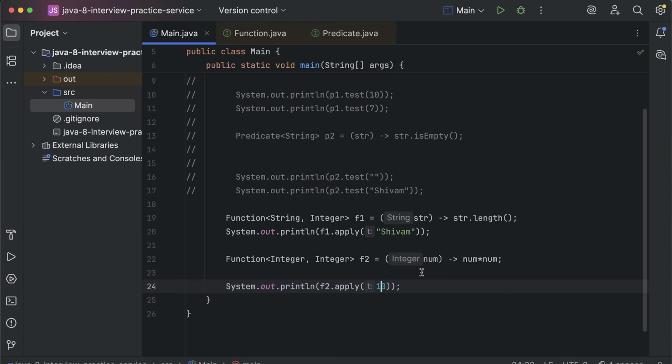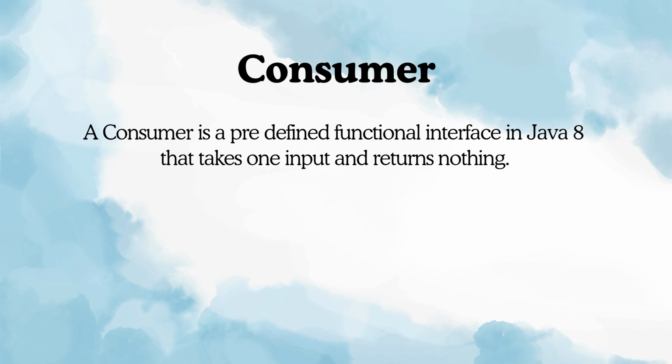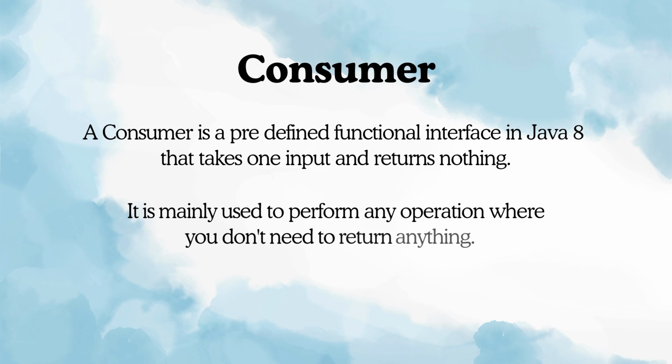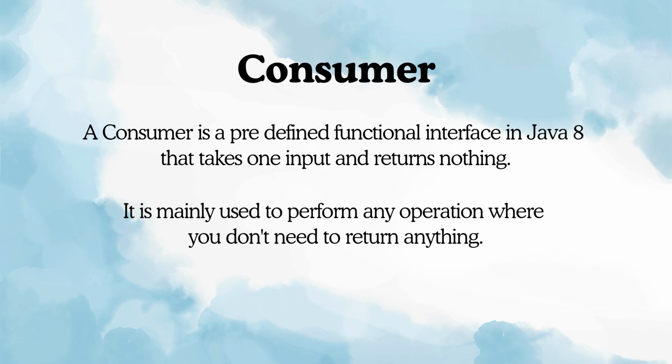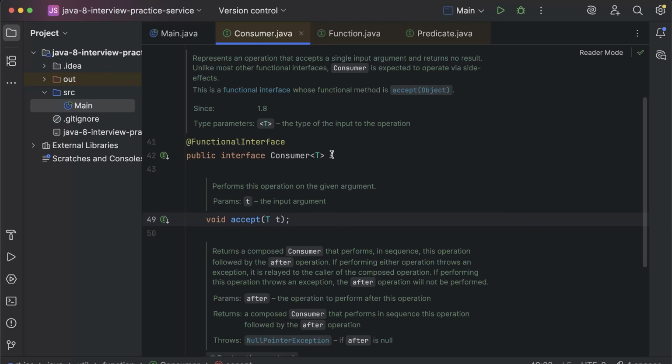Okay, so this is why we use function. It is mainly used to transform data, and whenever we want to map one data into another, we can use function. Now what is consumer? Consumer is a predefined functional interface that takes one input but returns nothing. It is mainly used to perform any operation where you don't need to return anything. Alright, so this is the consumer interface.